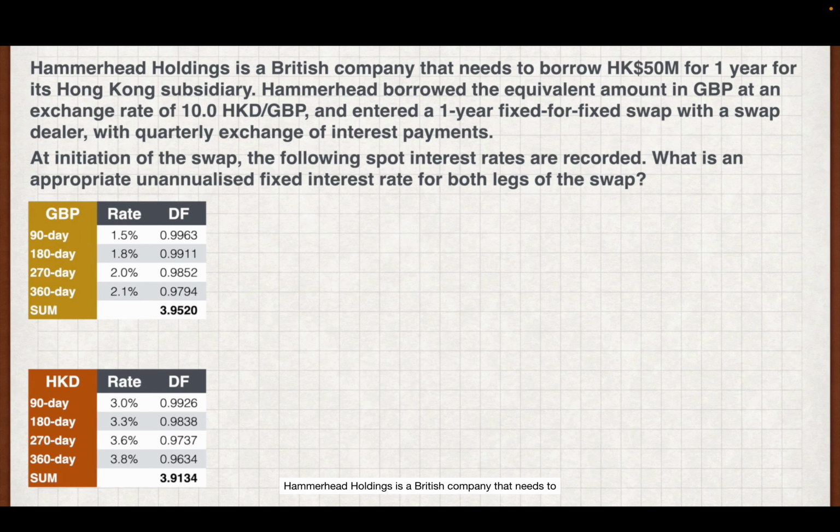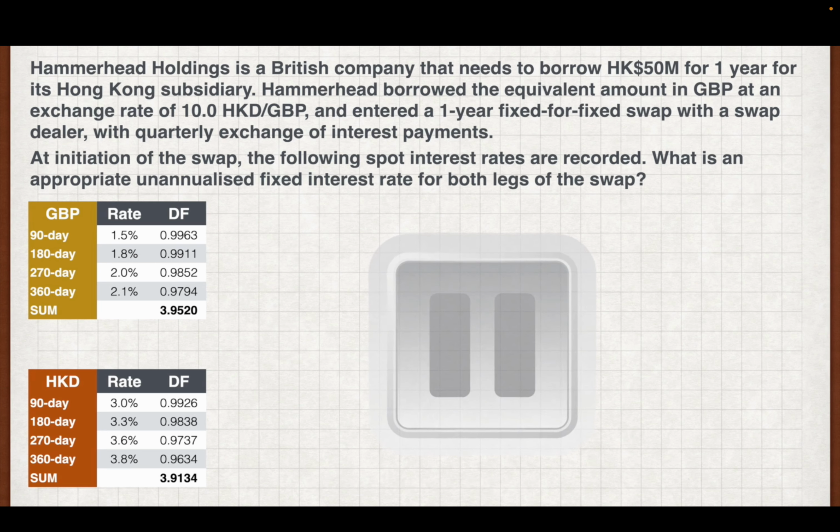Hammerhead Holdings is a British company that needs to borrow 50 million HKD for 1 year for its Hong Kong subsidiary. Hammerhead borrowed the equivalent amount in GBP at an exchange rate of 10 HKD per GBP, and entered a 1-year fixed-for-fixed swap with a swap dealer, with quarterly exchange of interest payments. At initiation of the swap, the following spot interest rates are recorded. What is an appropriate unannualized fixed interest rate for both legs of the swap? Pause the video now and work out your answer.